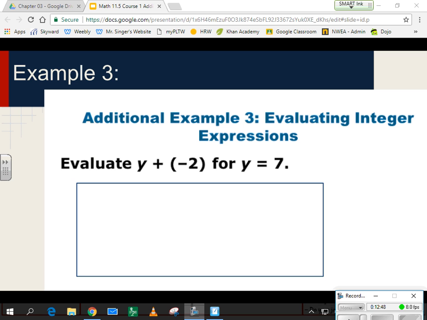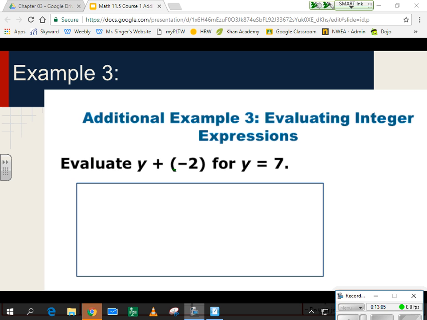All right, example 3 here, we're going to be looking at how you can evaluate expressions. We dealt with this a lot in the previous chapter, where you're given a variable and you're given a number and you have to work through it. So here it says y plus -2. Well, a couple things we already know. Whatever y is going to be, we're going to add a -2.